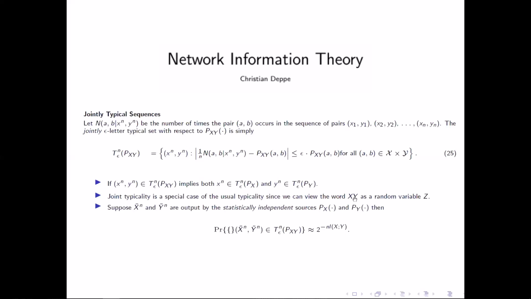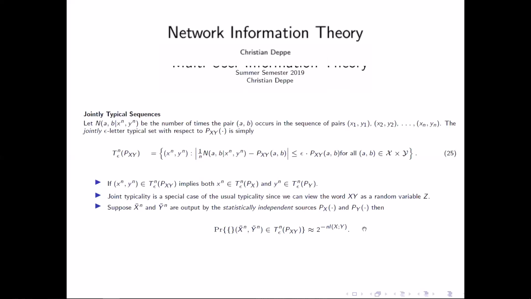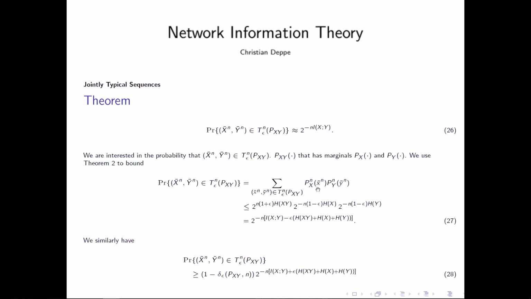So suppose that X tilde n and Y tilde n are output by the statistically independent sources P_X and P_Y, then we have the following property. Looking at the theorem, we get that the probability that (X tilde n, Y tilde n) is jointly typical is approximately 2 to the minus n times the mutual information. Let's see the idea of the proof.